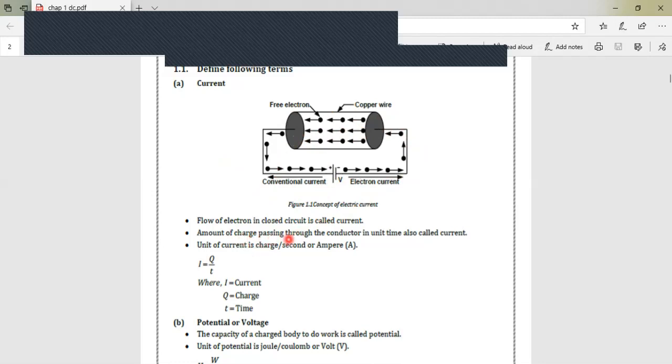The amount of charge passing through a conductor in unit time is also known as current. So we know that I is equal to Q by T, where Q stands for charge, its unit is coulomb, T stands for time, and the unit of current is ampere.